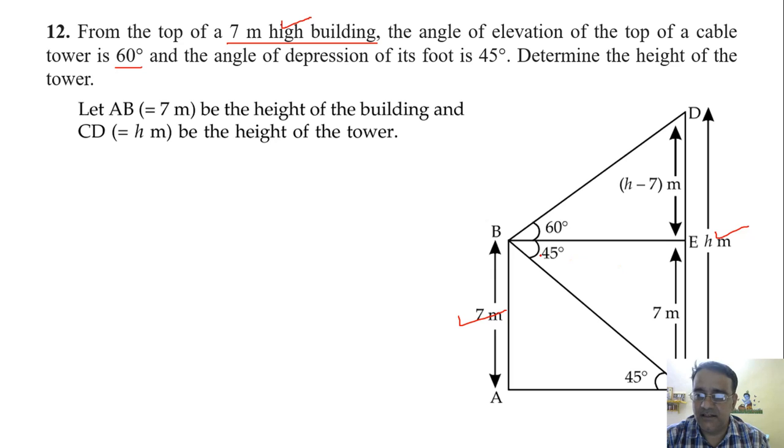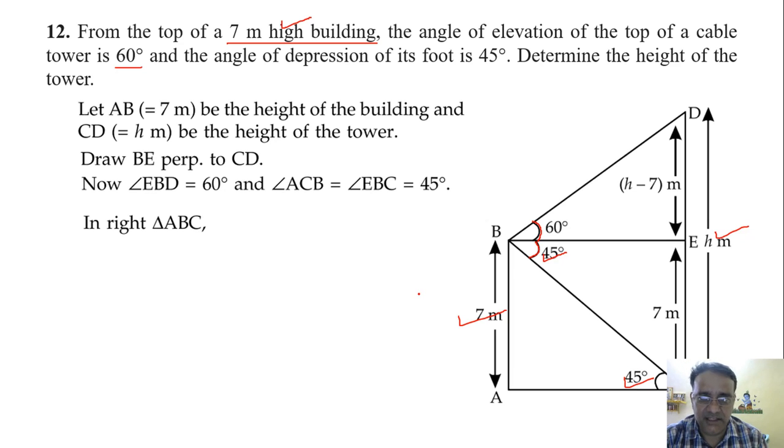Okay, and we have to draw here a perpendicular from B to CD, and angle EBC. Look carefully, this angle is 60 degree, the angle of elevation, and this is the angle of depression, 45 degree. The angle of elevation of the top of the tower is given and the angle of depression of its foot is given. Now this angle is equal to this angle. Why? Alternate interior angles. So we have reached this far.